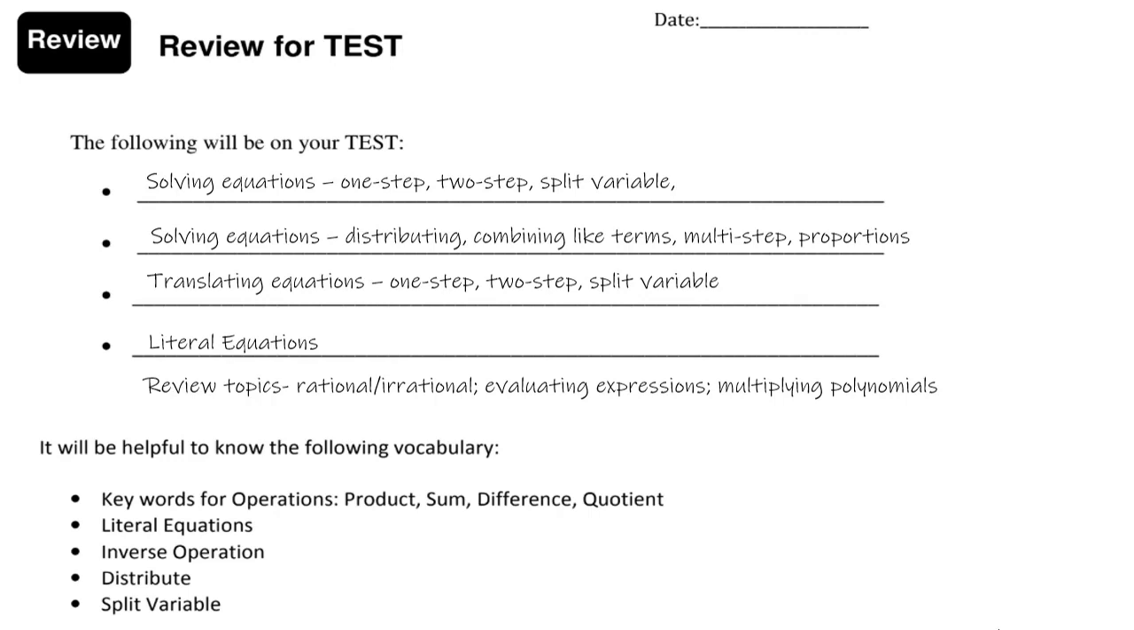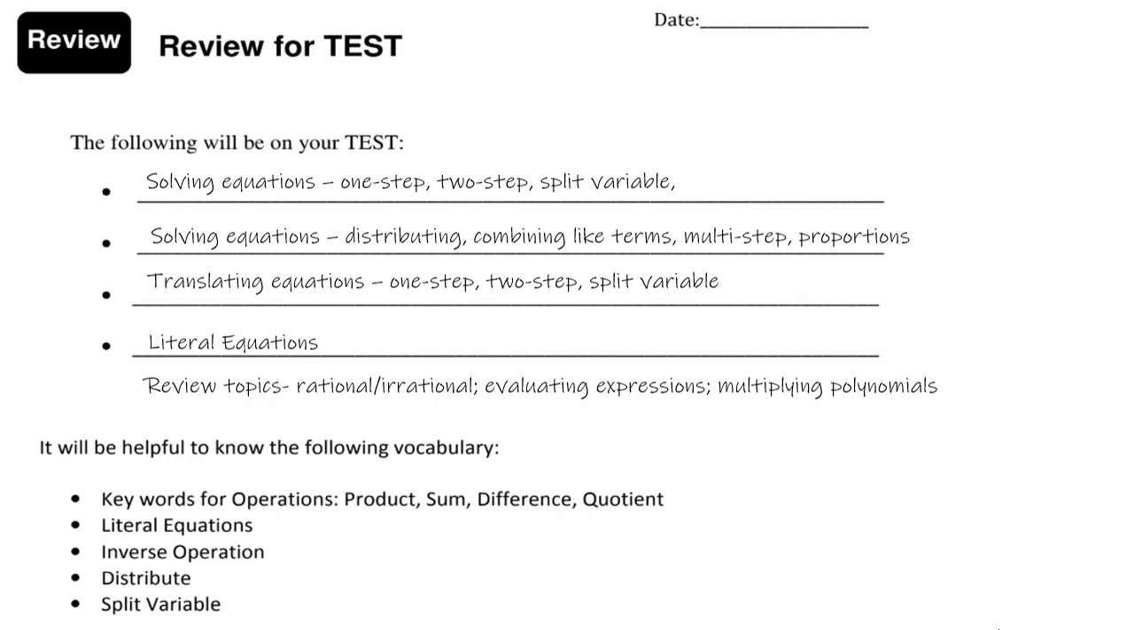Another topic on your test is going to be translating. So that's the 1-step translating, the 2-step translating. Split variable you shouldn't have, but maybe. We'll see. Literal equations, another topic that we had just gone over. That's lessons 36 and 37. Those are also going to be on your test. And finally, review topics. There will be one question from each of these 3 topics that were older: rational and irrational, evaluating expressions, and multiplying polynomials from Unit 2.